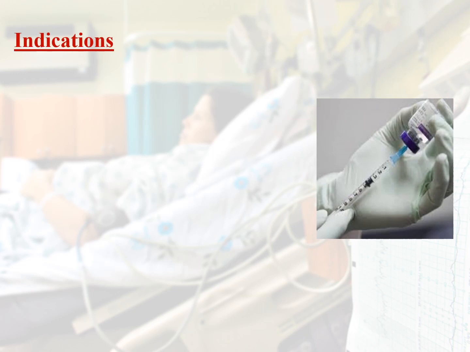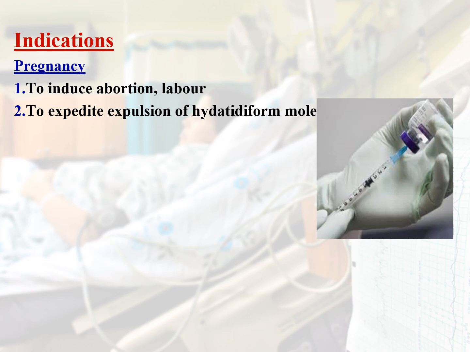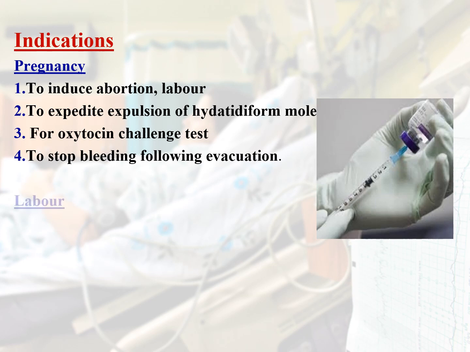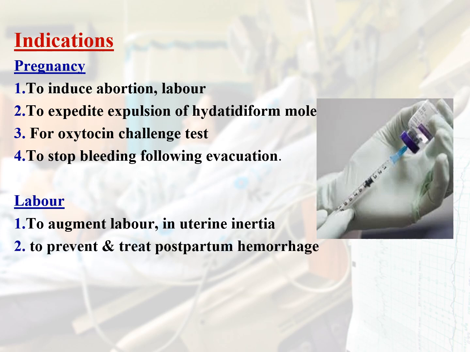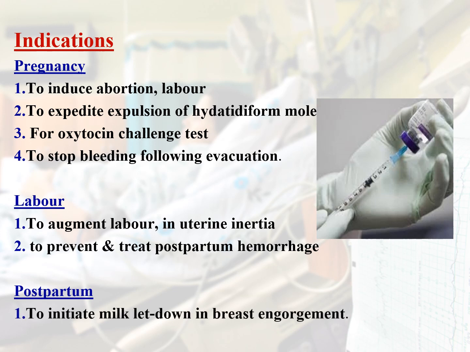The indications of oxytocin during pregnancy is to induce abortion or labor, to expedite expulsion of hydatidiform mole, for oxytocin challenge tests, to stop bleeding following evacuation. During the labor, it is indicated to augment labor in uterine inertia, to prevent and treat postpartum hemorrhage. During postpartum, it is to initiate the milk letdown and breast engorgement.